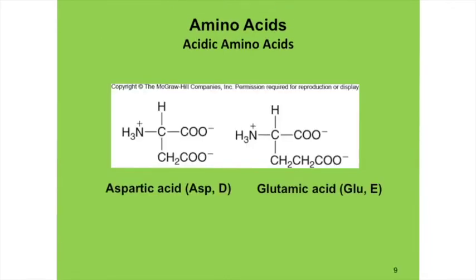Okay, so we have two acidic amino acids. We have aspartate and glutamate. Okay, and so the difference between the two is aspartic acid has a CH2 group with a carboxylic acid functional group, and glutamic acid has two CH2 groups and then your carboxylic acid on your R chain.